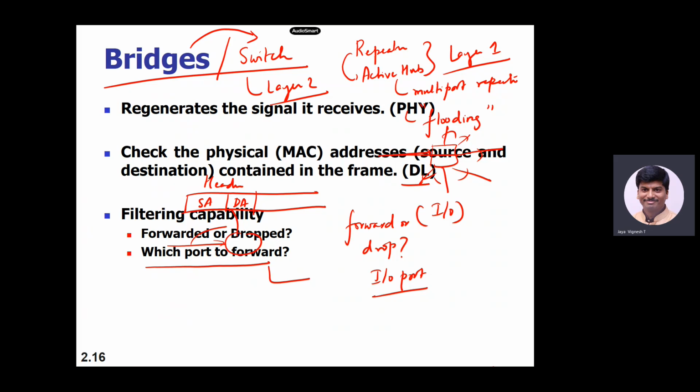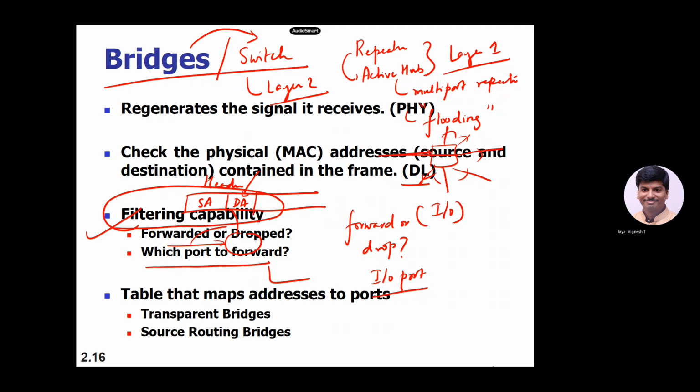That decision making can also be done, which is basically called a filtering capability. So how does this intelligence come in? By looking at the header of the frame and telling it, hey, forward it through the third IO port or the fourth IO port, or whatever the IO port number is. This intelligence comes in by having a database. So at layer 2, the bridge or the switch is going to maintain a database or a table.